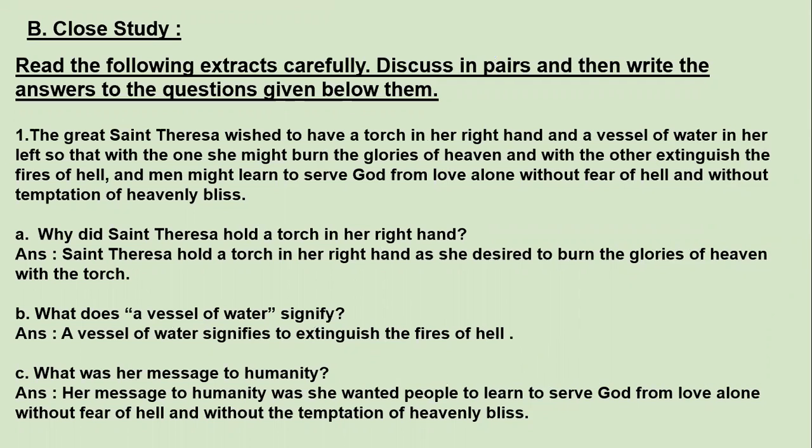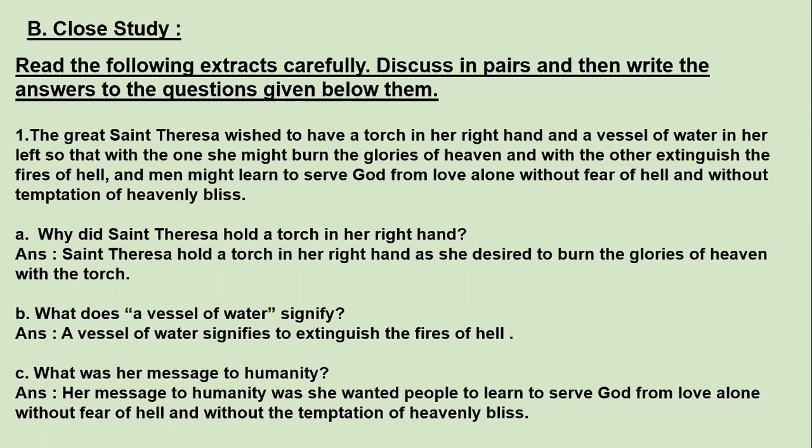So the first extract given here is: the great Saint Teresa wished to have a torch in her right hand and a vessel of water in her left, so that with one she might burn the glories of heaven, and with the other extinguish the fires of hell, and men might learn to serve God from love alone, without fear of hell and without temptation of heavenly bliss. Okay, so this is the extract, students, and here we have questions based on this.